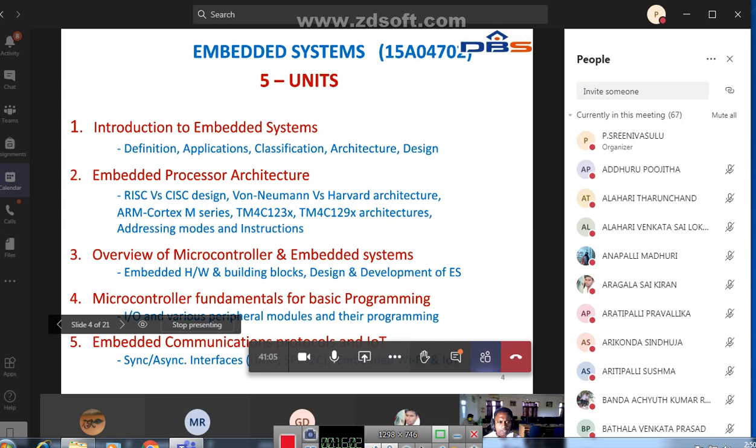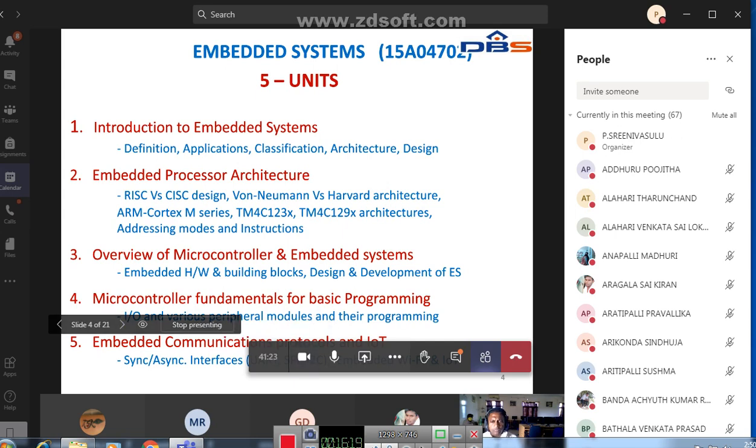So how to connect these peripherals to the main microcontroller? That is also part of those entire things: IO and various peripheral modules and their programming. Okay, and that is the fourth unit.